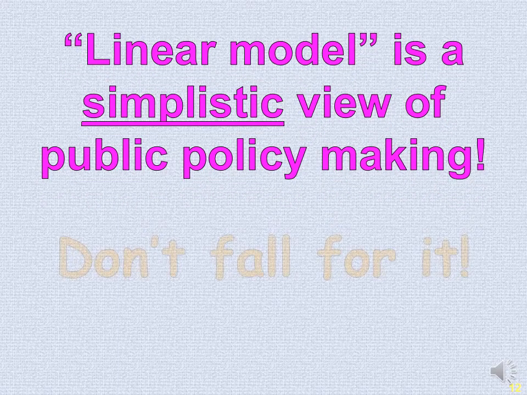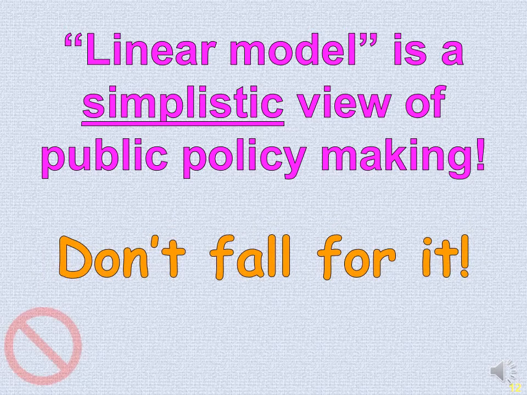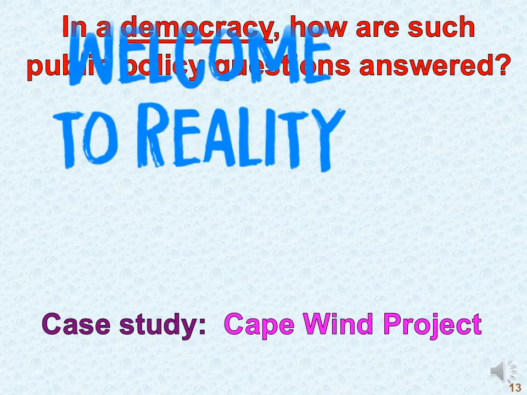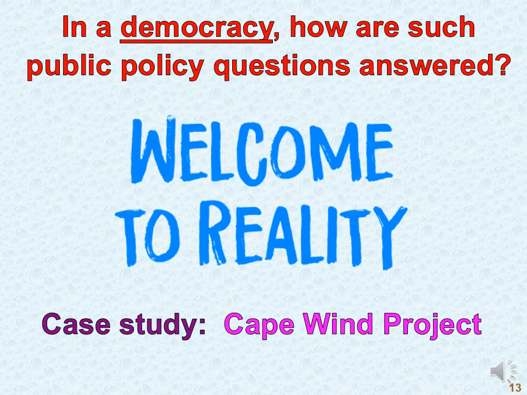Well, the linear model is a simplistic view of policymaking. So my advice to you today is don't fall for it. Just strike it off your list of things to worry about right off the bat. But that leaves the question: how is decision-making, policymaking, done for real-world problems? In a democracy, how does the public answer these kinds of questions? And this is our venture into reality, the way the world operates, and we'll look at the case study of the Cape Wind Project.